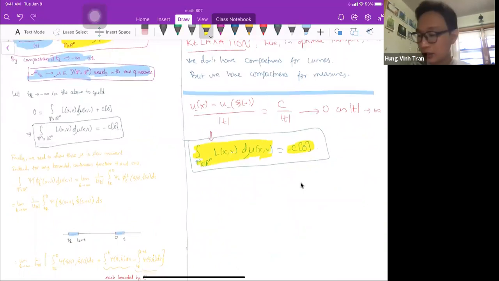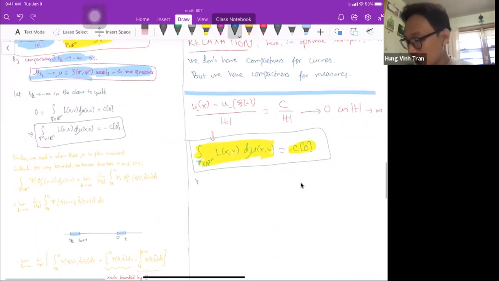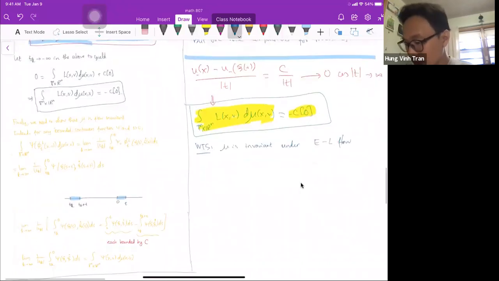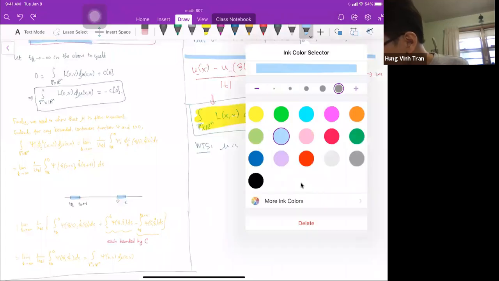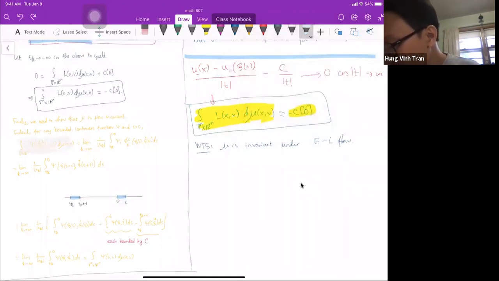Now, we have been able to construct a measure mu so that I have this equality, right? So what is left is that we only need to show that mu is invariant under the Euler-Lagrange flow, right? So that's the last step. This is actually not too hard to show. What we need to show is that if we shift the time, maybe in a different color, right? If we shift the time to t, then things are okay.